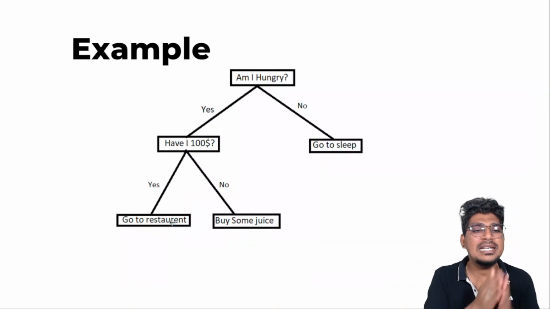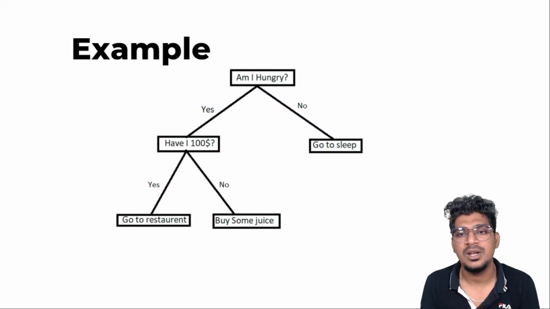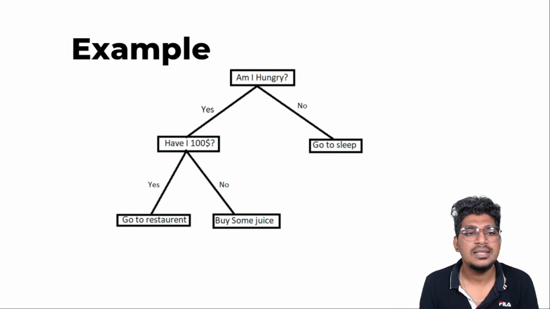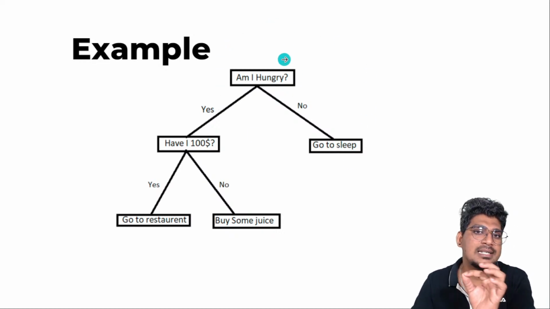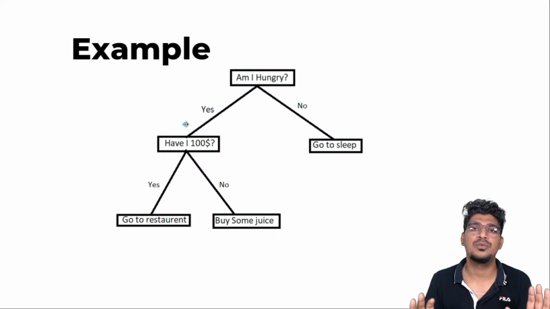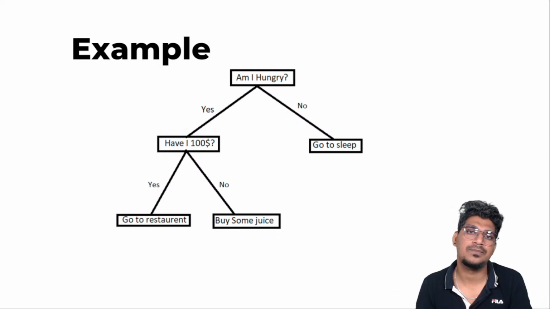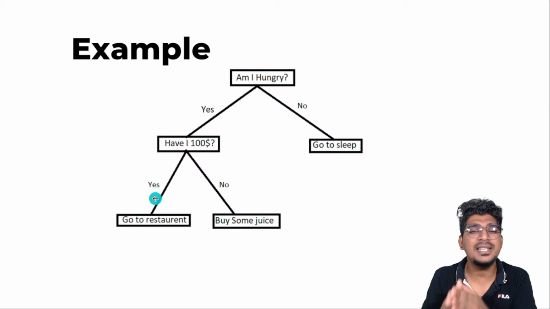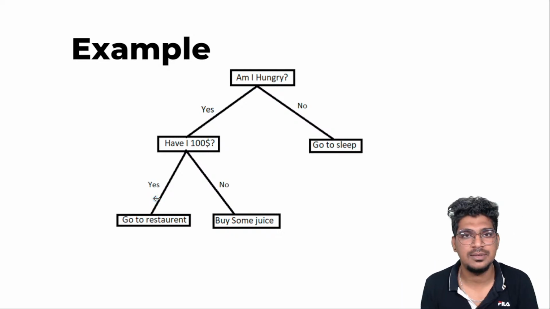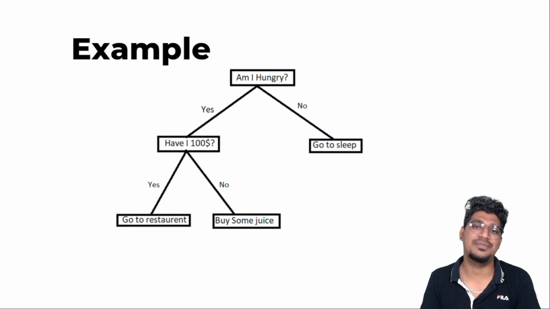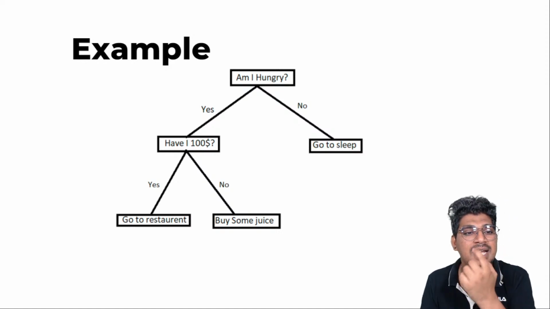The output is related to yes or no, zeros or ones like that. If it is no, go to sleep. So this is the way it will work. First condition: you feel hungry. Next condition: you have money for buying food or juice. If you have 100 rupees, go to the restaurant. Once you go to the restaurant, it will classify again, veg or non-veg, and like that it will be classified.